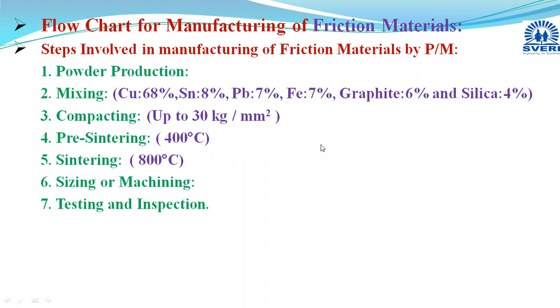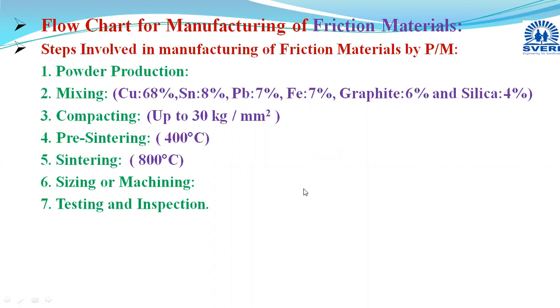Another property required in the friction material is very good thermal conductivity. It should provide sufficient corrosion resistance, and it should have sufficient load carrying capacity so that it does not get easily distorted. So these are the properties that we desire in the friction material.